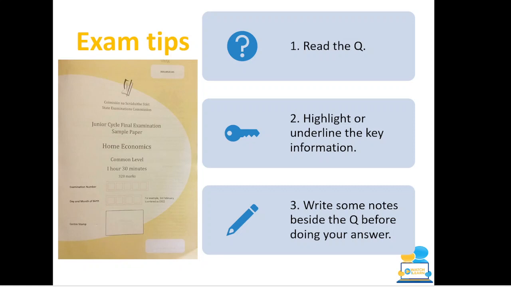So my tips are: read the question, highlight or underline the key information, which is super important, and if you want you can write a couple of short little notes beside the answer, key words to help you remember and formulate your answer.